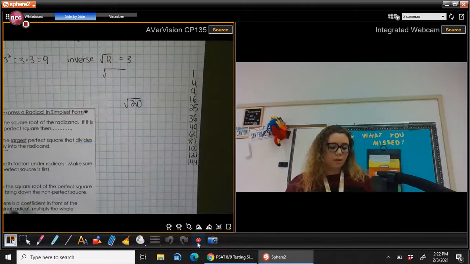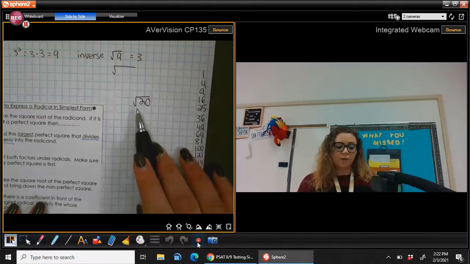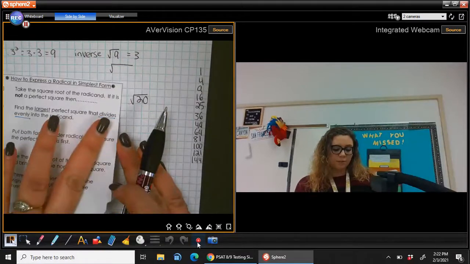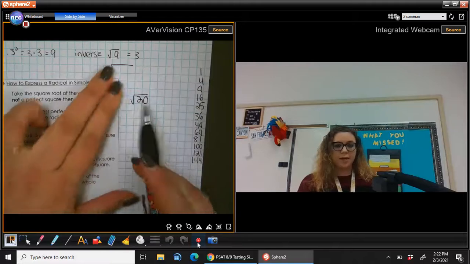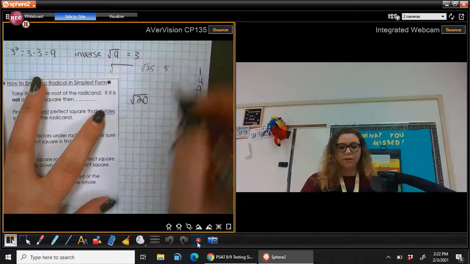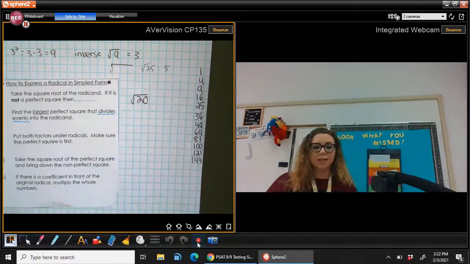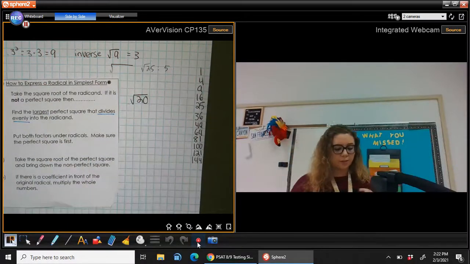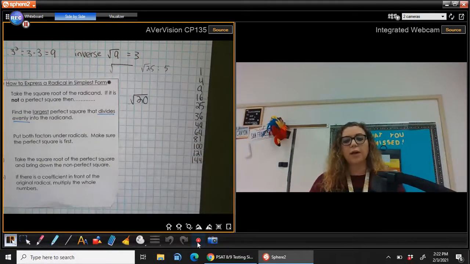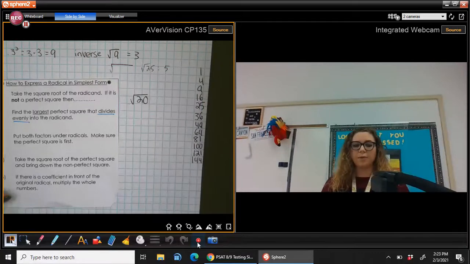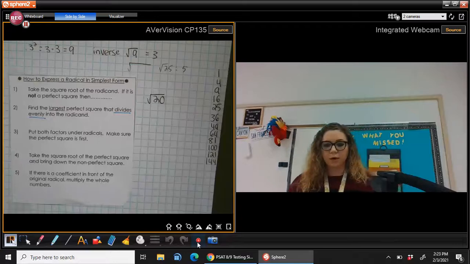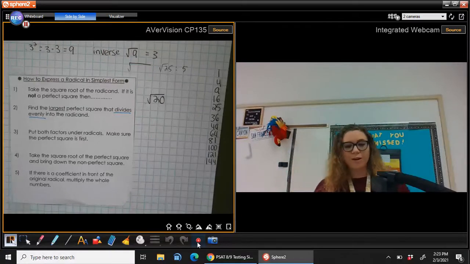But since this is not a perfect square root, we can simplify it further. If it would have been like the square root of 25, we would simplify that to 5. But that's not the case. We can still simplify it to the lowest possible simplification by doing these rules. I would go ahead and pause the video and copy these steps down in your notebook because they will help you. Okay, welcome back.